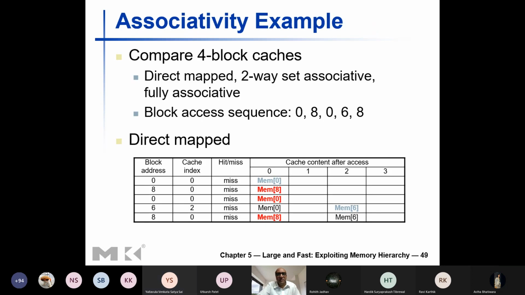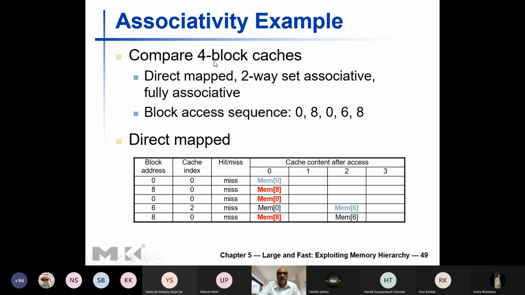And this is an example just to show, for the previous cache structures, these are the block references 0, 8, 0, 6, 8. In that case, in case of direct mapped cache, how many misses will result? In case of two-way set associative or fully associative, how many misses can result?